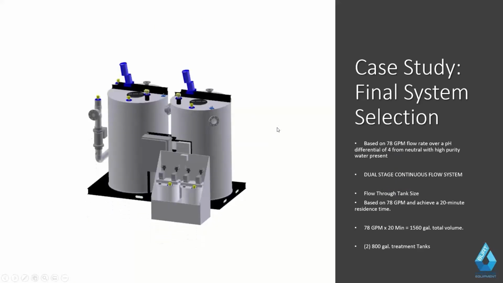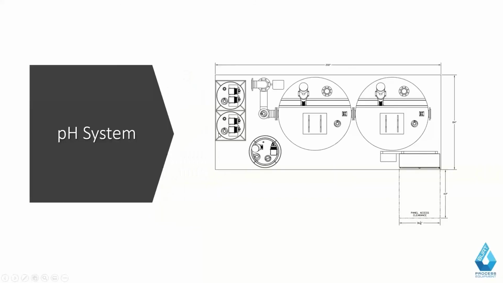So based on all of that, I'd recommend a 2-stage system. Based on 78 GPM at 20-minute residency time, you'd have 1,560 gallons total, so it'd be 2 800-gallon treatment tanks. And looking at it schematically, with 2 800-gallon treatment tanks, you have dual acid and caustic injection. This is your bicarbonate injection to account for the alkalinity addition for your high purity water.